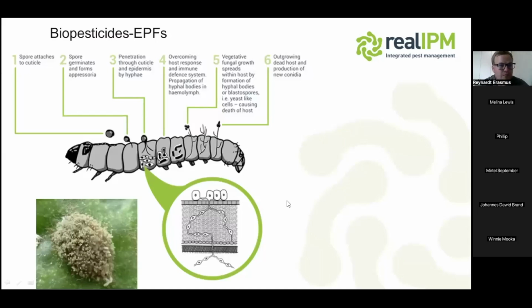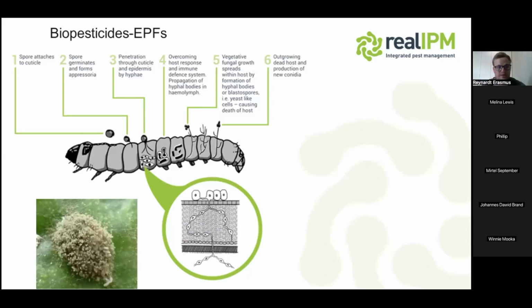Then we come to our biopesticides, which also form part of the biological control pillar. We use our biopesticides effectively to support our beneficial insects. Very important here is that we use the ones that are selective in which insects they see as hosts.